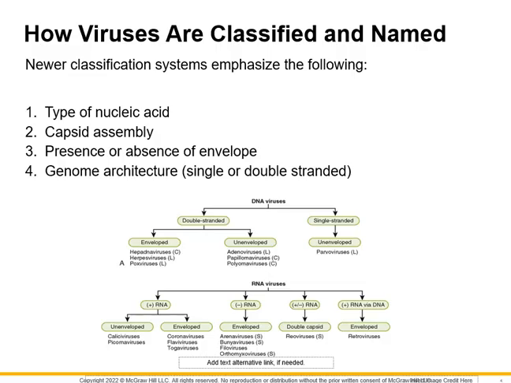So the envelope refers to a membrane that can be around the virus. Now, it's not a cell, once again. It's not something that the virus is producing on their own, and we'll get to that too. And we can also talk about the genome architecture. So whether it's DNA or RNA, but also whether it's single-stranded or whether it's double-stranded.